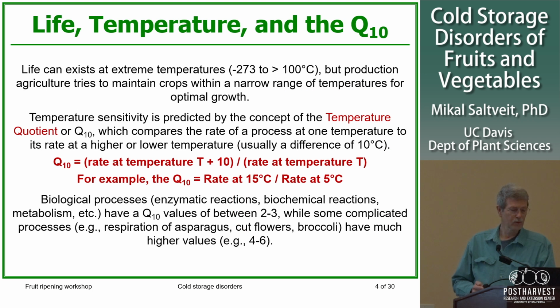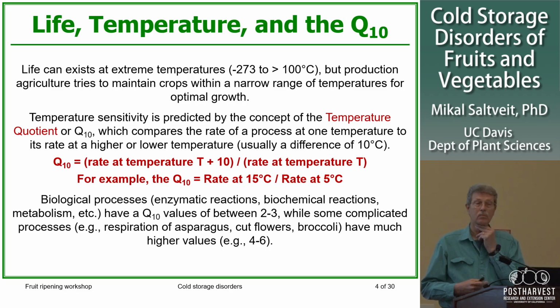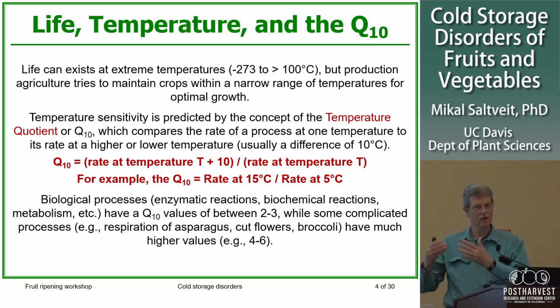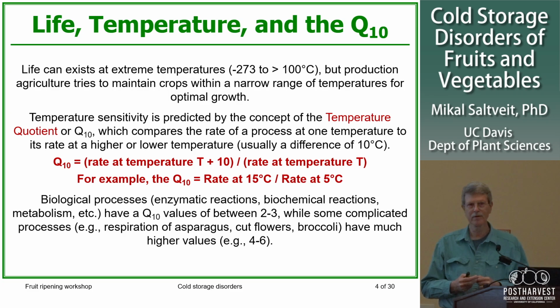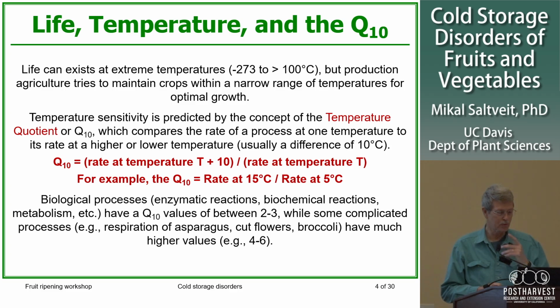Okay, life and temperature and the Q10. Life can exist at very great temperature extremes, right? You have all seen these programs where they have the algae that are growing in the thermal pools at Yellowstone, or the algae that are growing on the faces of the ice cliffs in Antarctica. So life can exist across a wide range, but of course we're interested in commodities in an agricultural setting, in a much narrower range of temperatures.